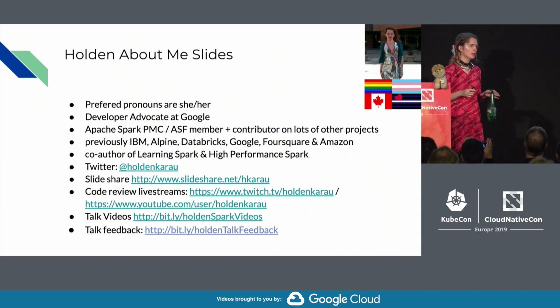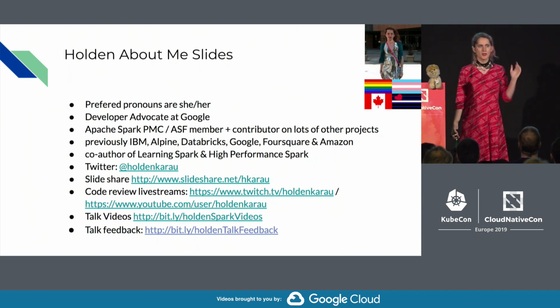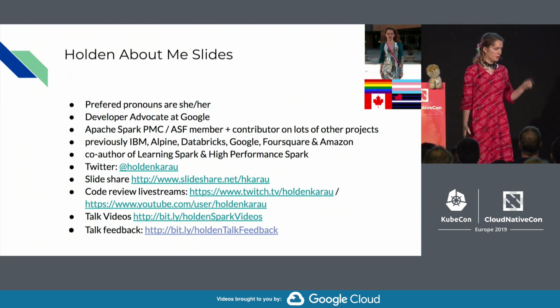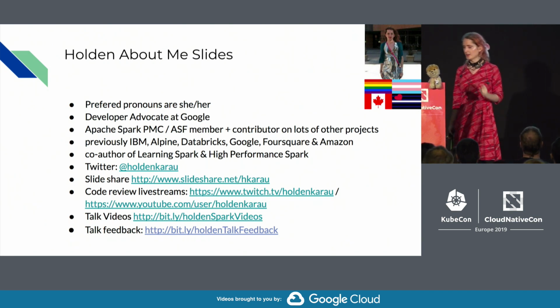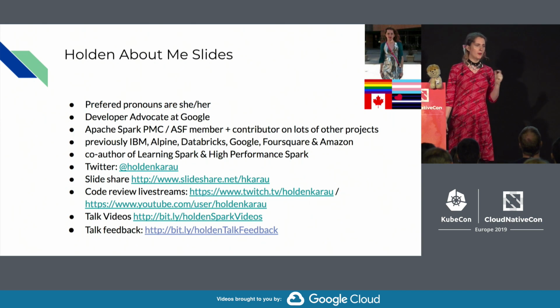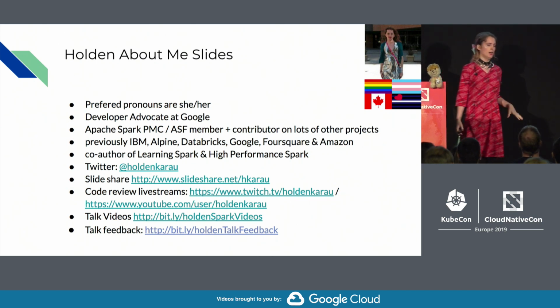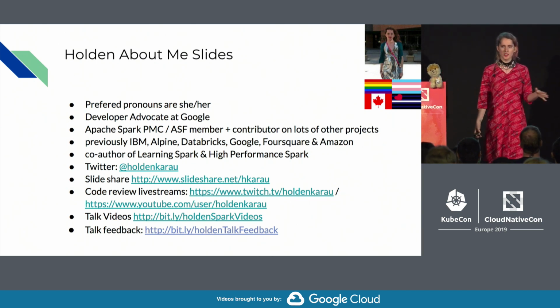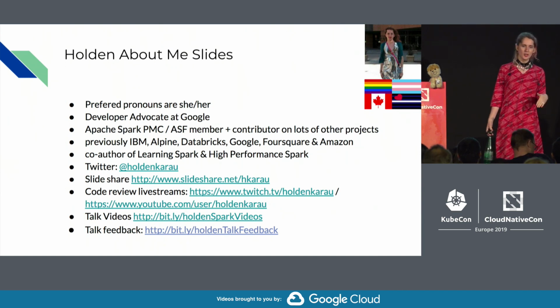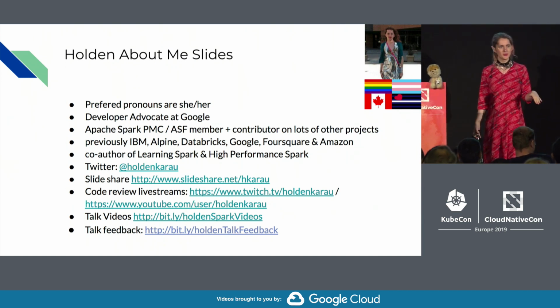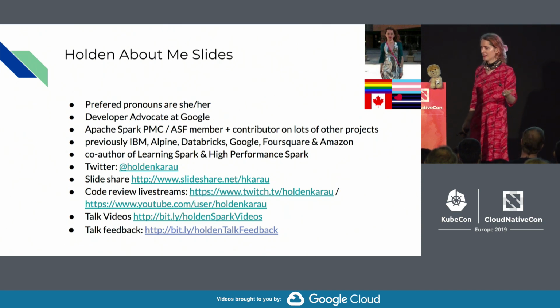I'm a developer advocate at Google. I work on open source big data, which means that my employer pays me to work on things that we give away for free. It's pretty great. I love my job. I'm on the Apache Spark PMC. And this means that in the Spark project, it is really, really hard to get rid of me. It's like tenure, but I don't get paid. So it's like a really bad tenure.